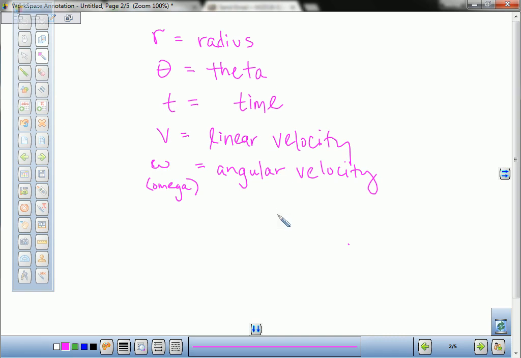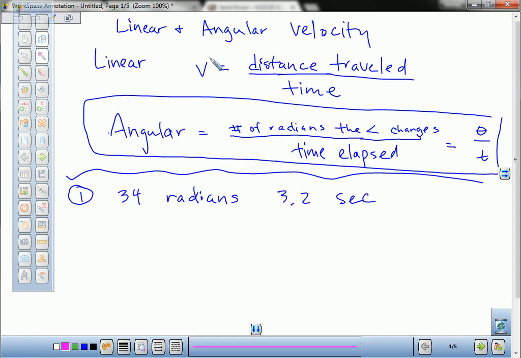All right. So if we define those and then we look at the formula, we know linear velocity is our distance traveled over time. And angular velocity, this is new, but it makes sense. Angular velocity is defined as the number of radians that the angle changes over the time elapsed. And these are angles of rotation, which is what we've been studying. So this formula would be angular velocity equals theta over time.